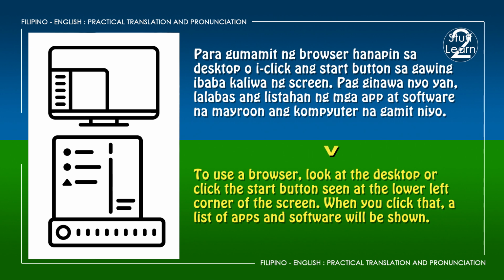To use a browser, look at the desktop or click the Start button seen at the lower left corner of the screen. When you click that, a list of apps and software will be shown.